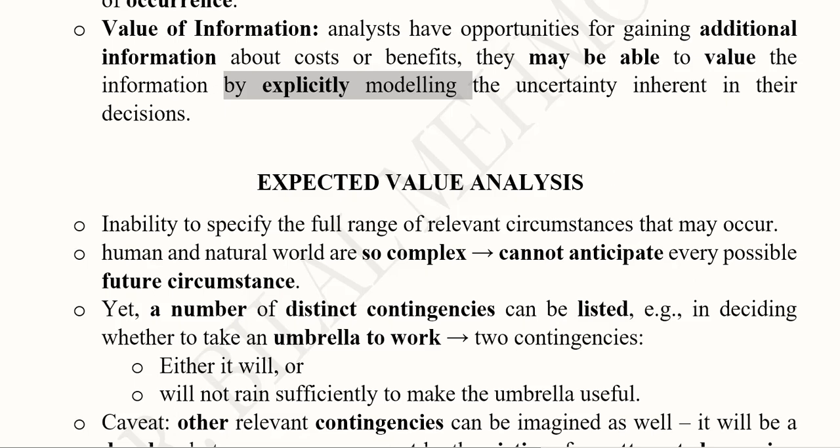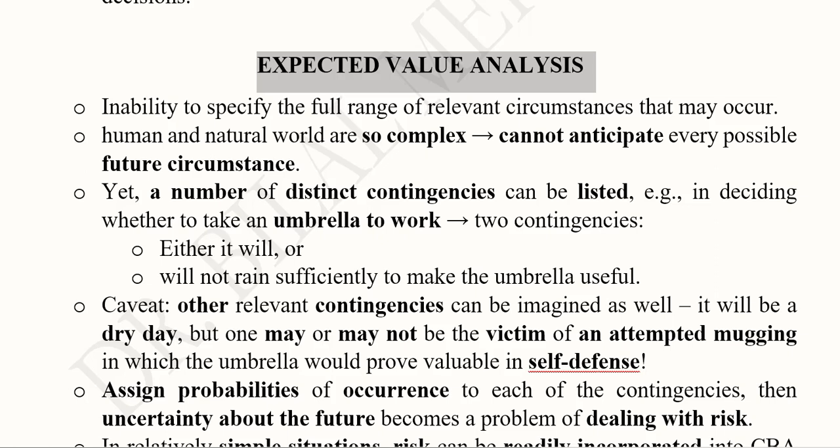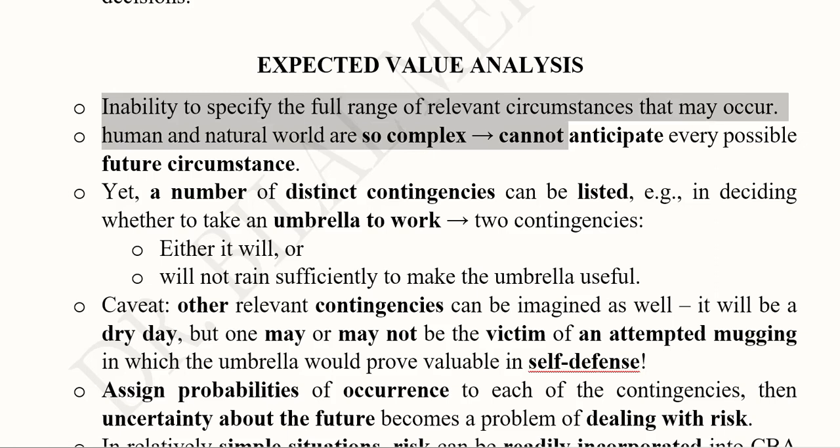Now let's focus on the main topic of this video, the expected value analysis. In the expected value analysis, we have to confess that there is an inability to specify the full range of the relevant circumstances that may occur. We can try, but we are uncertain about what will happen. For example, if it rains or if it does not rain, there might be another possibility. There can be an earthquake, or there can be a storm in which there is no rain. So there can be unexpected events as well. This is a very limited situation in which it might rain or it might not rain. There might be a windstorm without any rain.